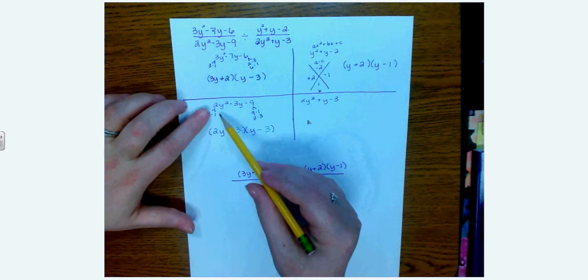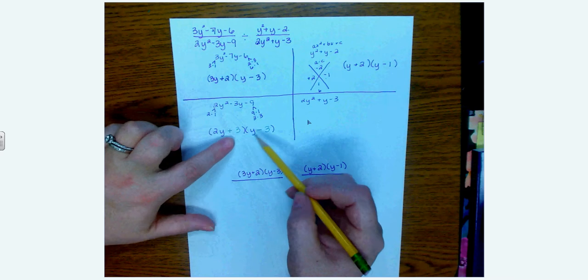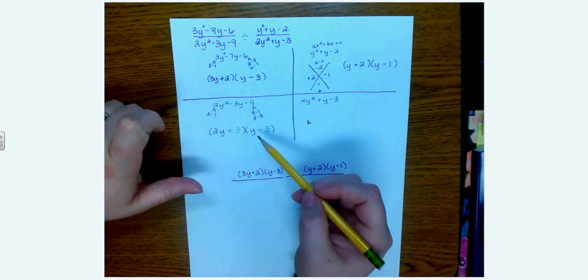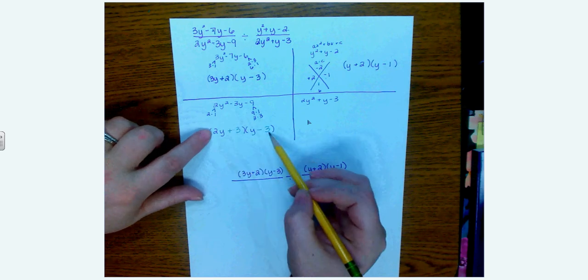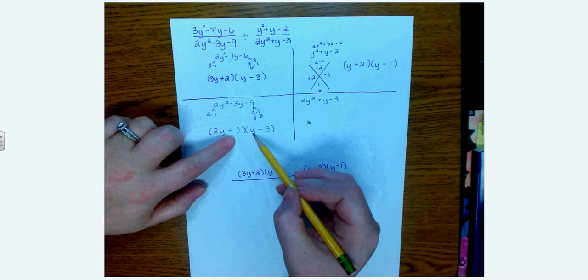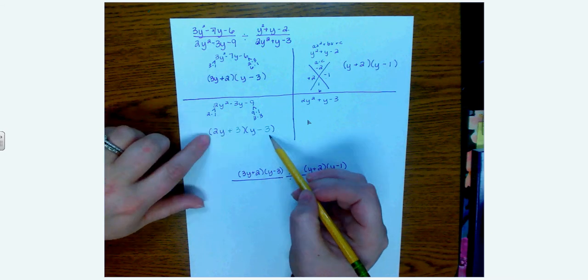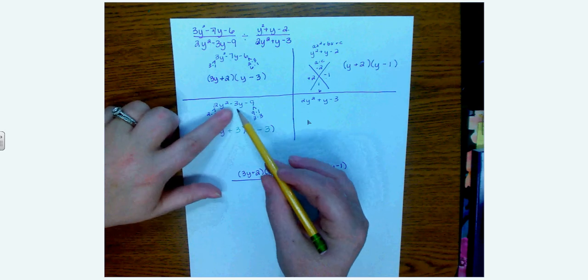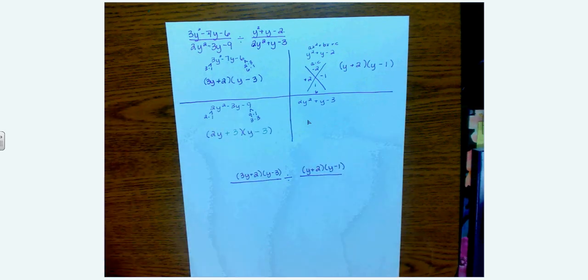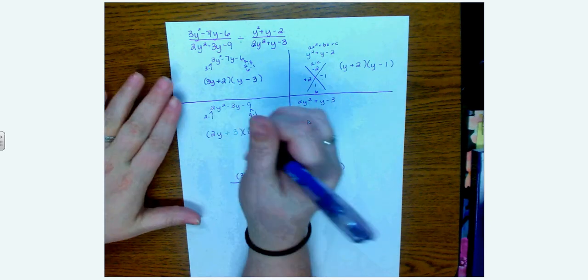2y times y, well that's 2y squared, so I'm good. Positive 3 and negative 3, that's negative 9, so I'm good. So let's check and see if we can get the middle term. 2y times negative 3 is negative 6y. Positive 3 times y is positive 3y. Negative 6y plus positive 3y is negative 3y. So we got lucky on this one, and right off the bat, we found it.